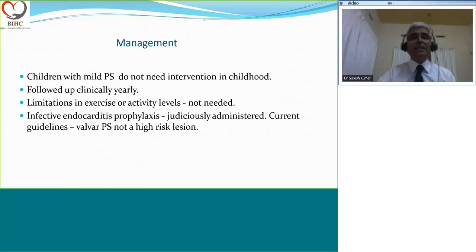Now, managing a child with mild PS, it does not require any intervention. You can follow it up every year if it's an older child. If it's a young infant, you will see maybe once in 3 months. And you don't need to limit exercise or activity level. Generally, infective endocarditis prophylaxis is not recommended in the current recommendations.